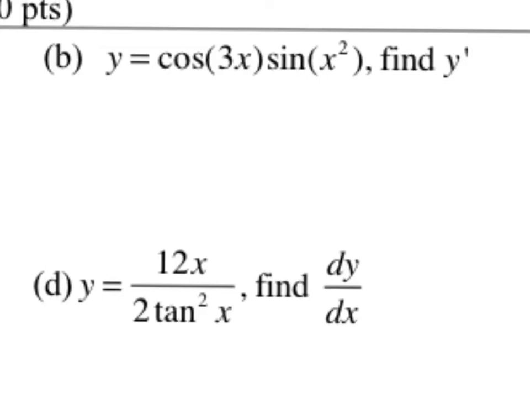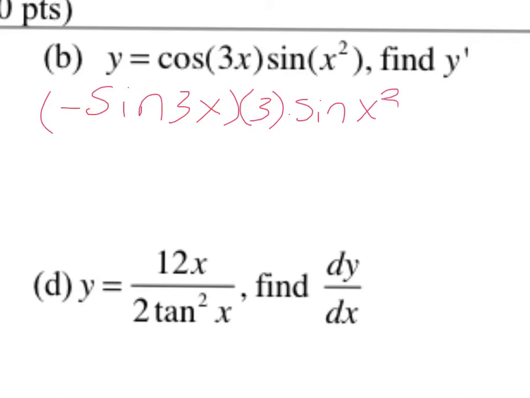Okay, second one is also a product rule. We have a cosine and a sine term. Each of these guys has something within it. That's going to be a chain rule within a product rule. So the first thing we're going to take a look at is the derivative of cosine of 3x, which is negative sine of 3x times the derivative of the inside, which is 3. Multiply that by sine of x squared.